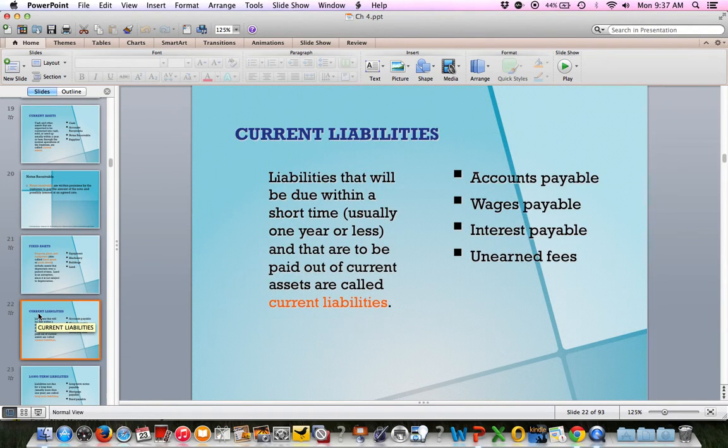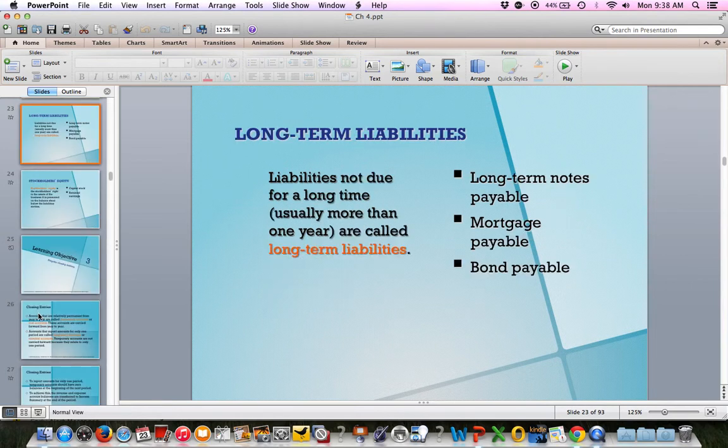Current liabilities are simply liabilities that will be due within a shorter period of time, typically 1 year or less. And so think of some of those accrued entries that we did. If we had wages payable, interest payable, or unearned fees, accounts payable, just simply liabilities that arise from the normal course of business that have a duration of 12 months or less. And long-term liabilities, they're not due in the short term, they're due more than a year out. And you can see typically they involve debt. Long-term notes payable, a mortgage payable, or bonds payable typically are due past 1 year, over 1 year from now.